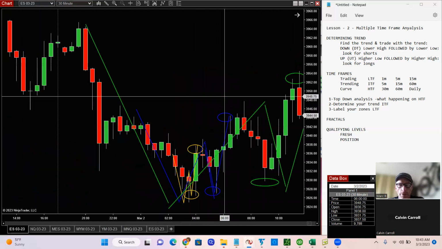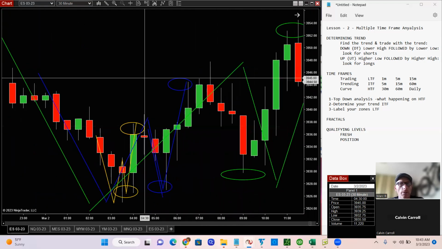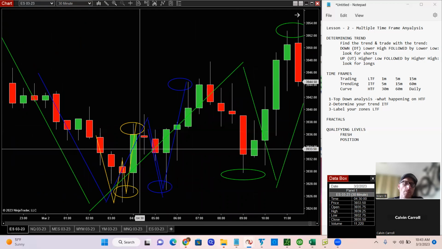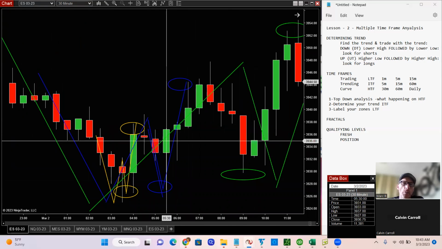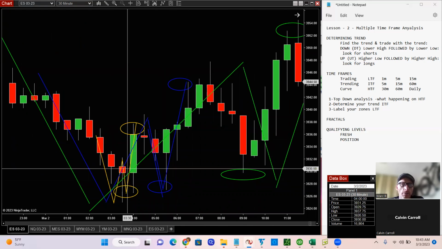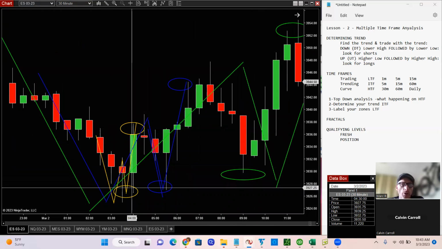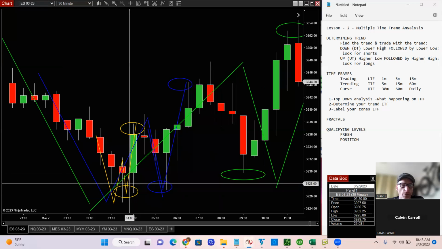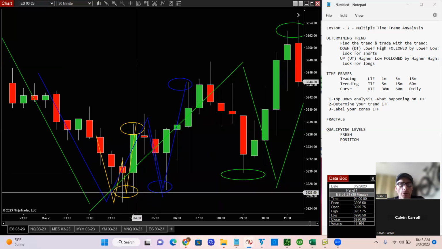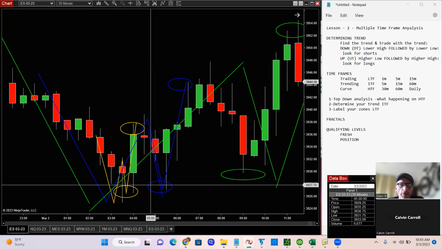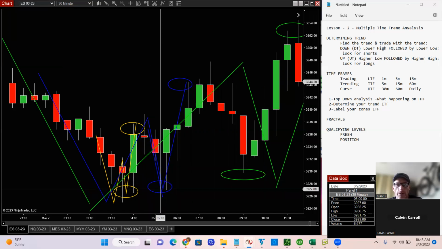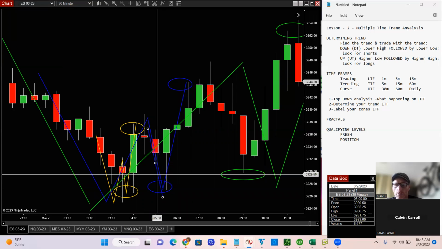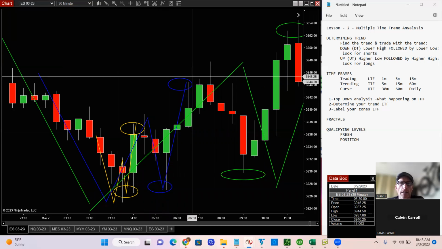Open it up even more so you can see. So here you go. Your 1 minute went into an uptrend. Then your 5 minute went into an uptrend. Now, mind you, you likely weren't awake for this. This is around the London Open. So your 1 minute went into an uptrend. A little later, your 5 minute made a higher low, higher high. Okay, higher low, higher high.